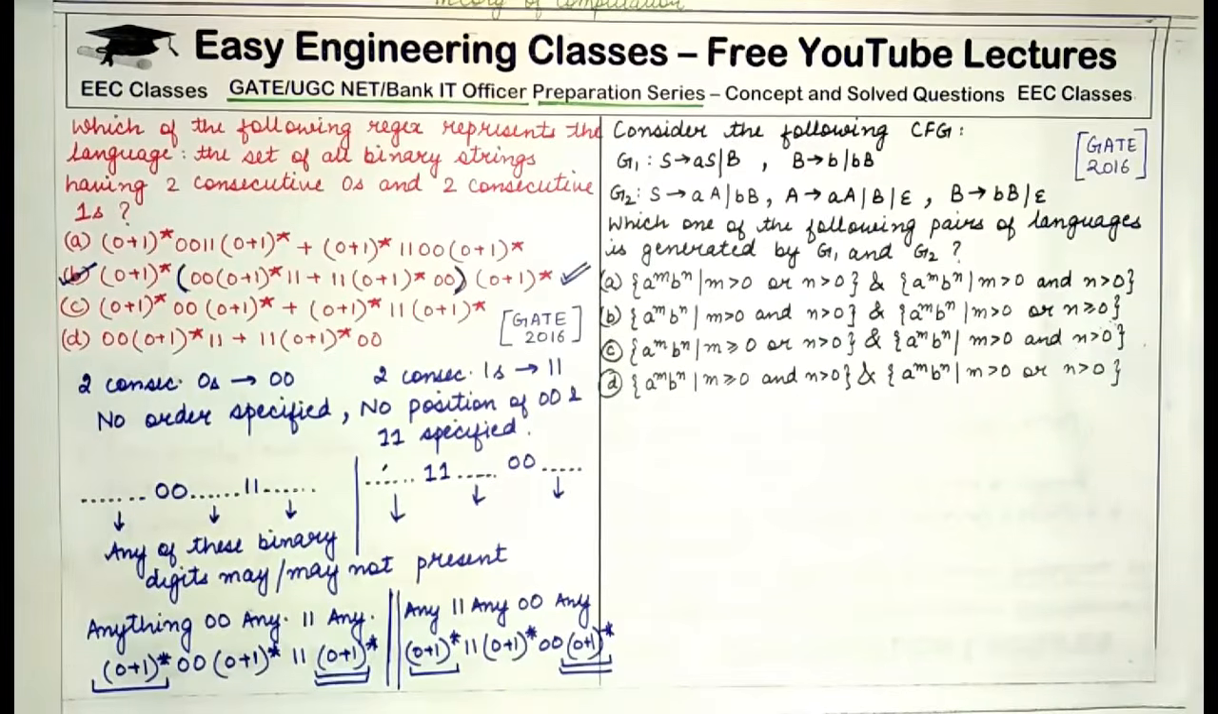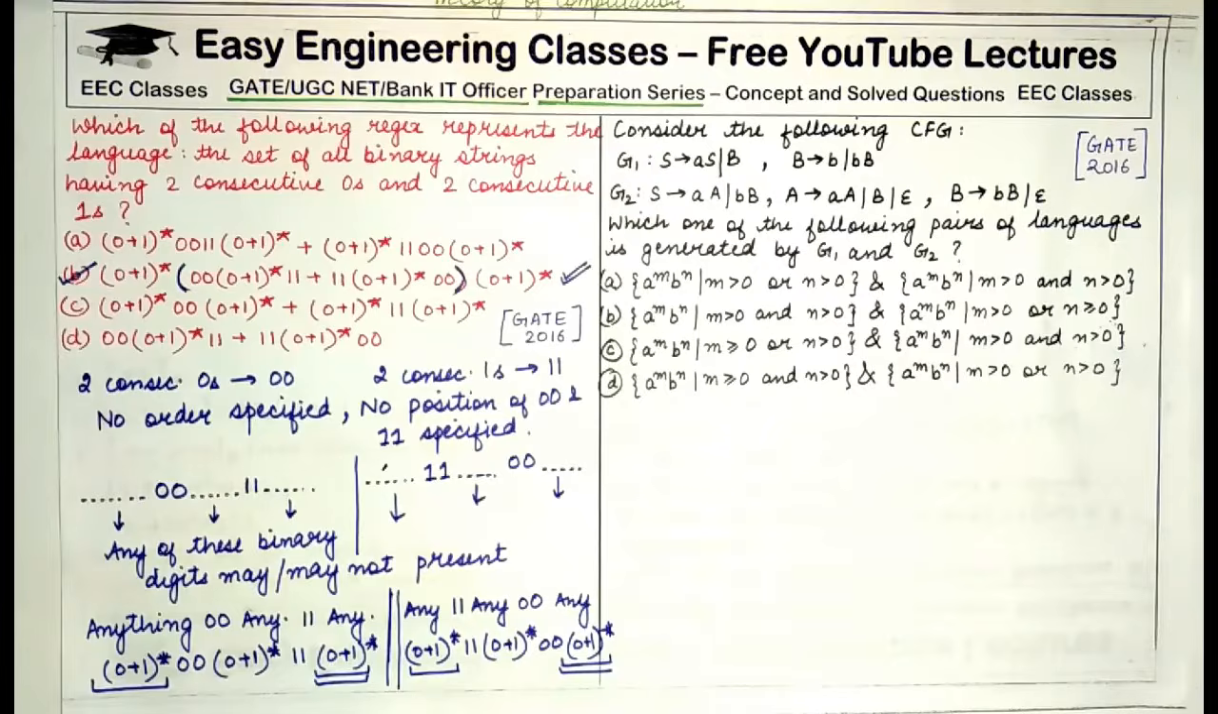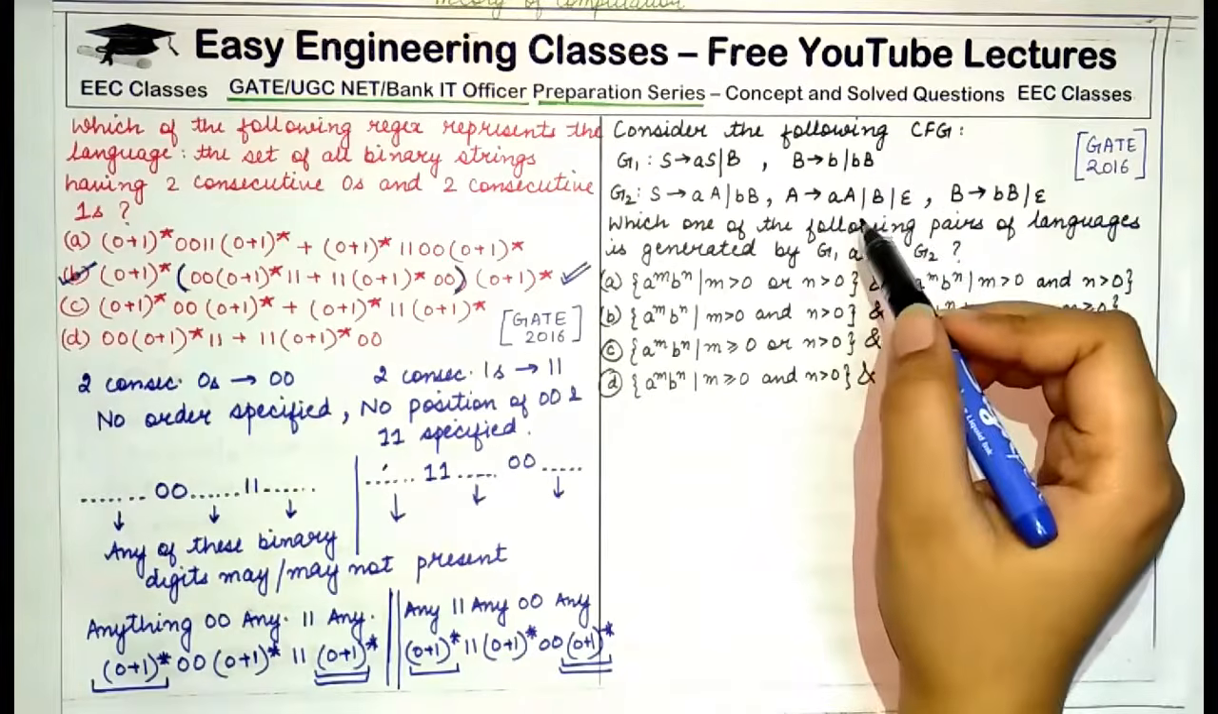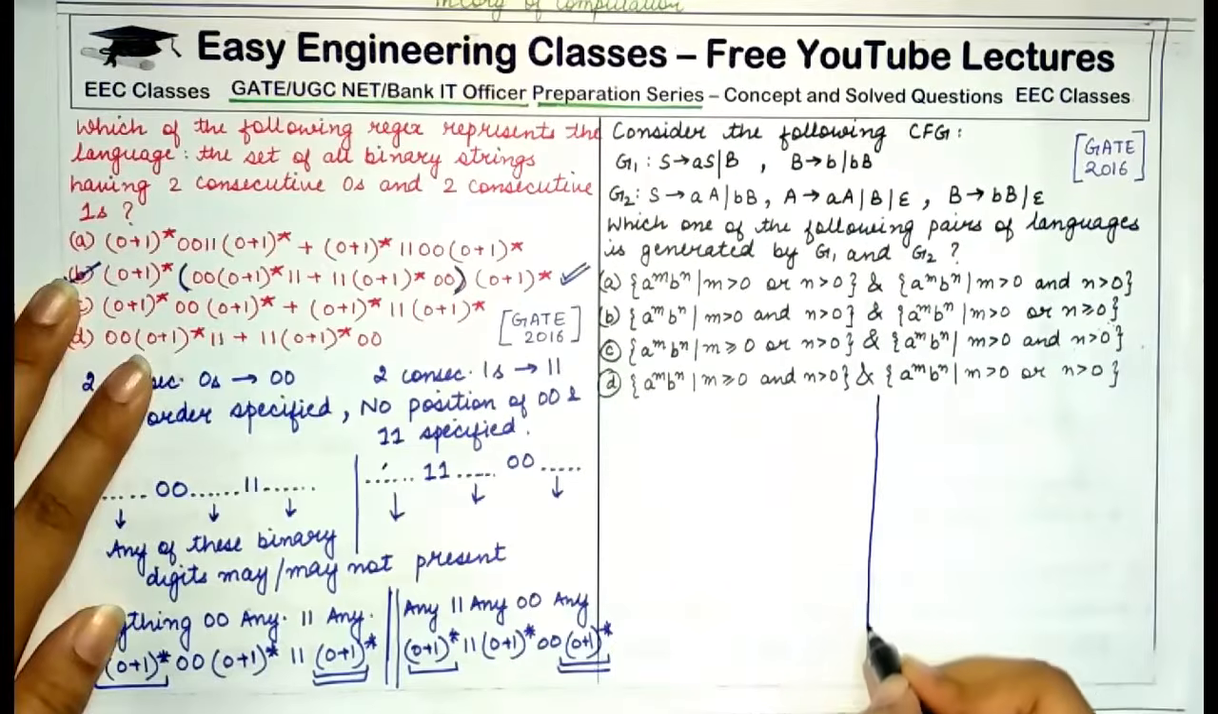Now coming to the second question: consider the following context-free grammar. In this grammar, you are given G1 and G2, and for each of these, the productions are specified. Now you have to find out which of the following pairs of languages is generated by G1 and G2. Basically, you have to find out what language is generated by these two grammars respectively. So let's start with G1 first.